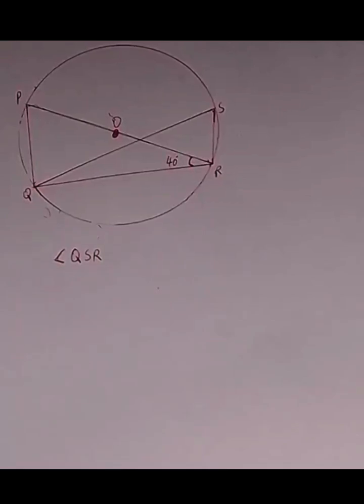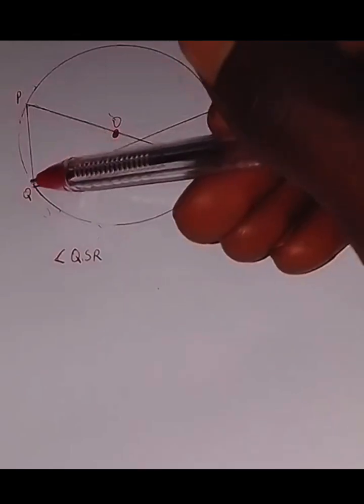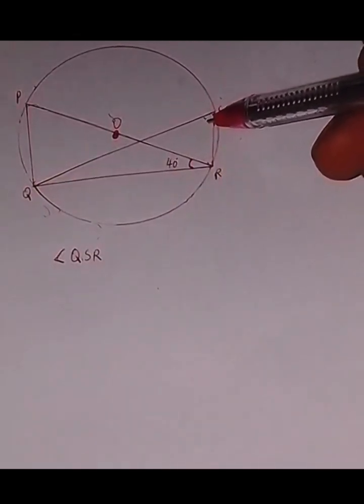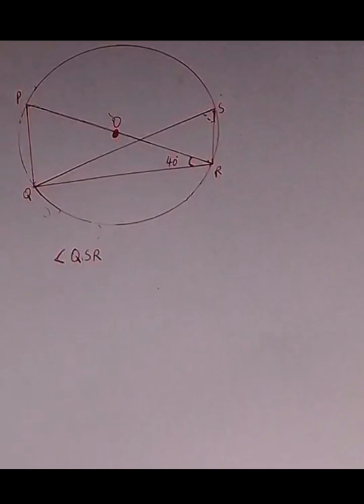Hello everyone. Today we are asked to find the angle QSR. This is Q here, S and R. So we are looking for this part here. That's angle QSR. We are going to be making use of two circle geometry theorems.